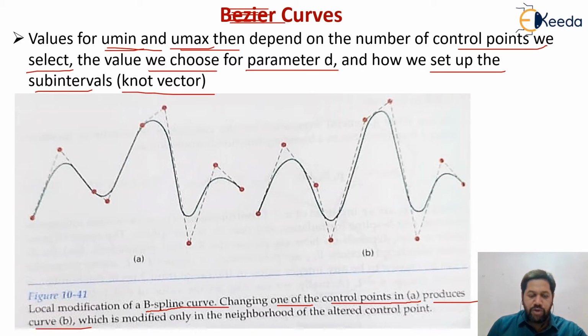So this is my original diagram A. If I change one of the control points, it produces the curve in B. This is diagram B, which is modified only in the neighborhood of the altered control point. If I change a neighboring control point, how will the change occur in the curve? I want everyone to understand this.